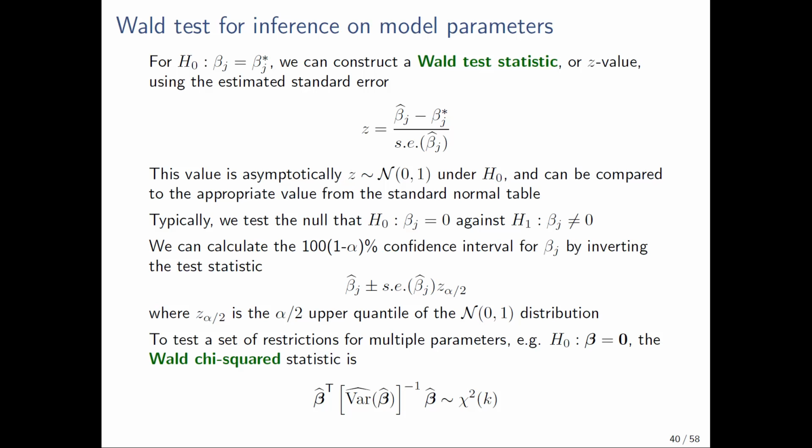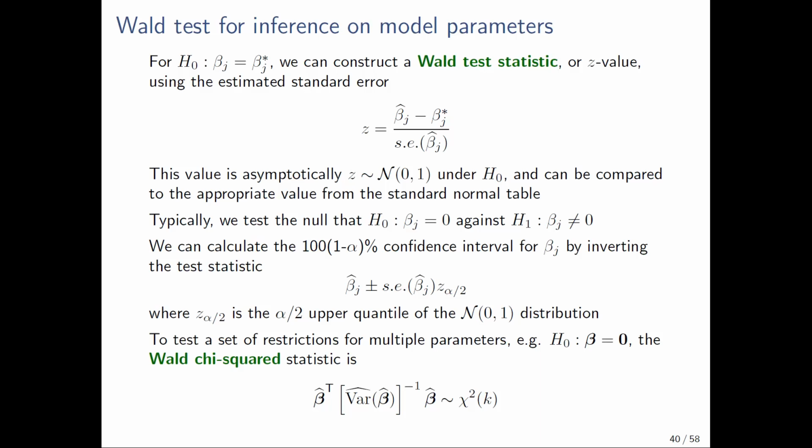So let's look at some tests that are used in the GLM setting. The first test we want to look at is the Wald test, very similar in spirit to the t-test for the linear model. For a null hypothesis that beta j equals some particular value, we construct the test statistic z, the estimate minus the hypothesized value divided by the standard error. We call it a z value rather than a t value because it isn't t distributed. It's asymptotically standard normal under the null and is compared to the appropriate value from the standard normal table. Typically, we test the null that beta j equals 0 against the two-sided alternative.